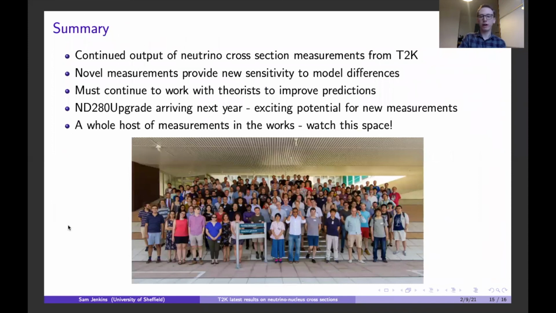So as a summary, there's been a continued output of neutrino cross-section measurements from the T2K collaboration, some of which are novel measurements which provide new sensitivity to model differences, and therefore we really need to work closely with theorists in order to continue to improve predictions. The ND280 upgrade will be arriving next year, so we have exciting potential for new measurements coming with that, but also a whole host of measurements are currently in the works with the current ND280 setup, so please watch this space.